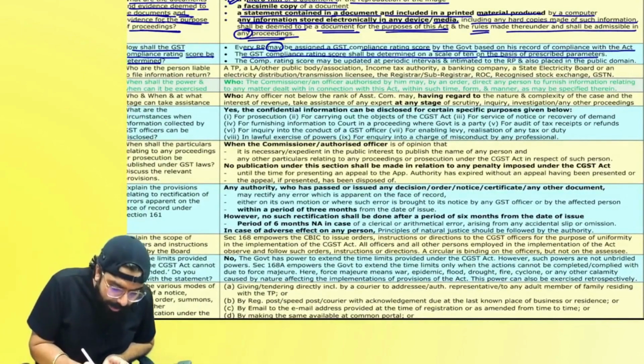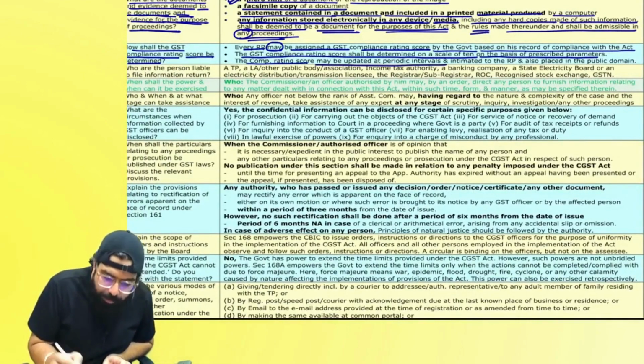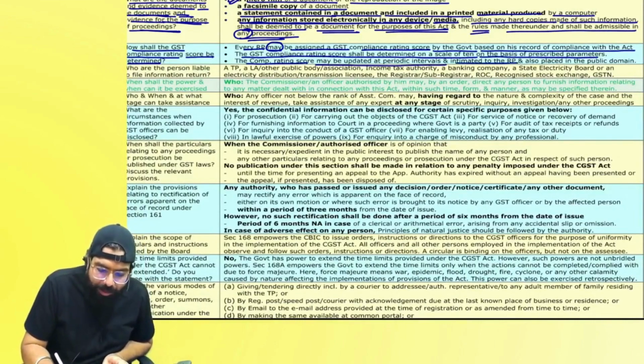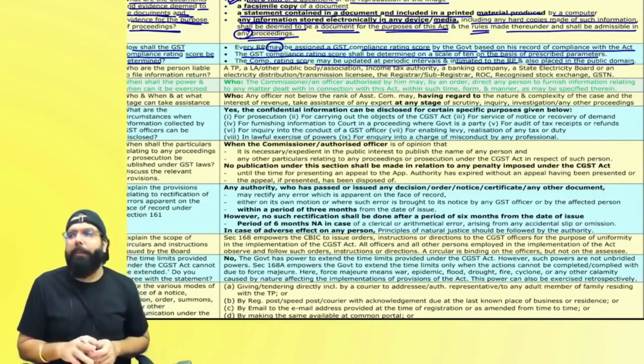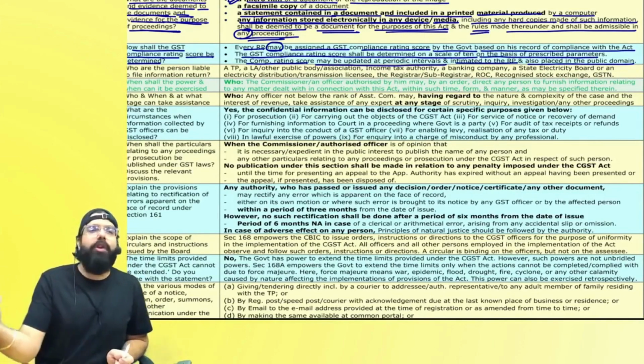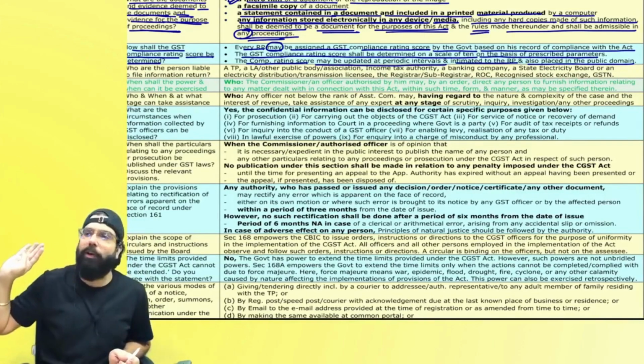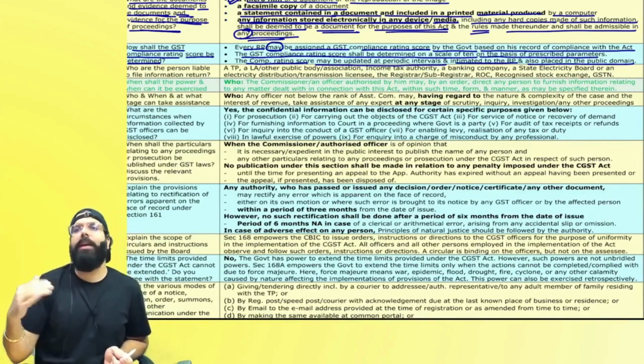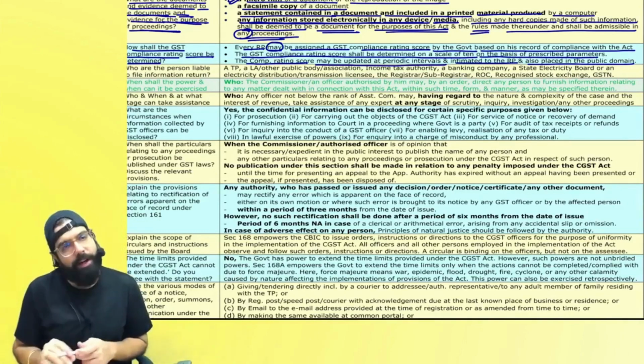Then they are telling that the compliance rating score may be updated at periodic intervals and intimated to the registered person and also placed in the public domain. What they are telling is that if you do not comply, your rating will be bad for life. If you start complying, then the rating will start improving.